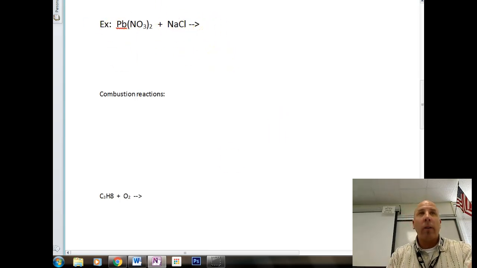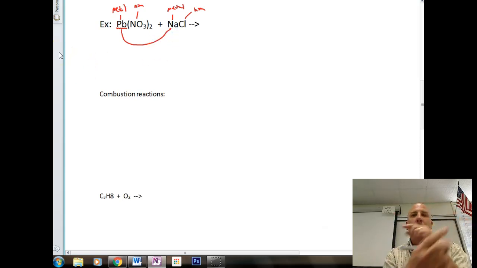And we, again, should be able to identify a double replacement reaction. Remember, Pb is our metal. Our nitrate here is our non-metal. Sodium is our metal, and our chloride is our non-metal. So this is going to be a double replacement reaction. The lead and the sodium are going to just switch places.